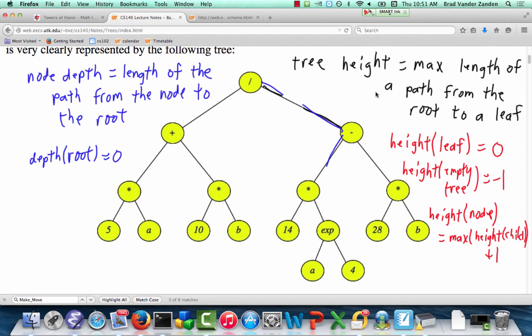And similarly, for depth, it makes sense that the depth of a node equals the depth of its parent plus 1. Right? Because if we traverse to the parent, so if we go from 10 to the parent, we've added one link, and then however many links it takes for the parent to get to the root, we just add that to that one link to get my depth. So there are some very nice recursive definitions there.